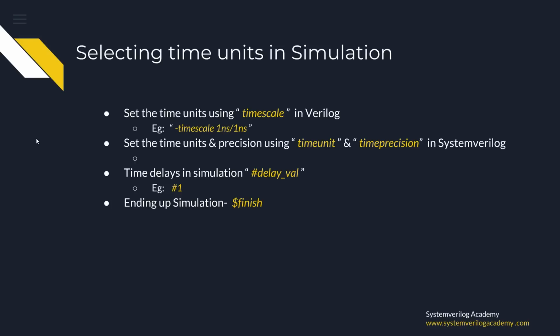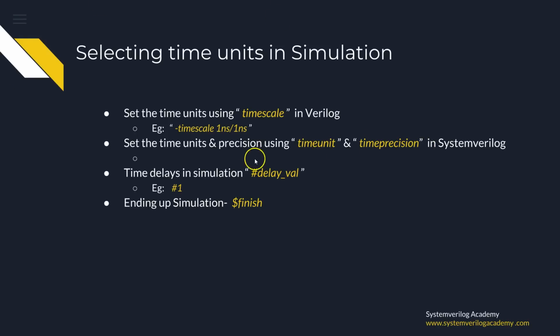In Verilog and SystemVerilog, these can be given using the timescale option, like `timescale 1ns/1ps, where the first number is for the time unit and the next is for the precision. Alternatively, in SystemVerilog, these can be given using the SV-specific keywords timeunit and timeprecision.